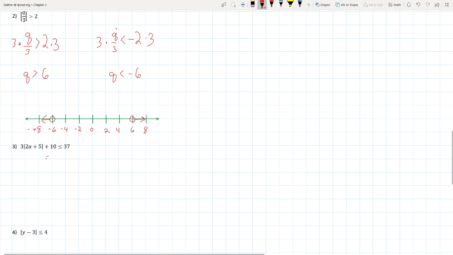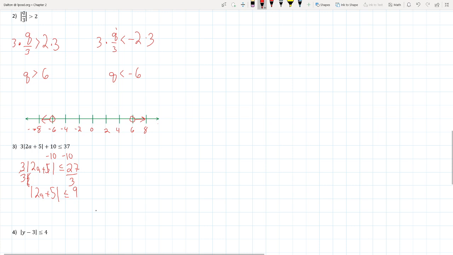This first part, they stay the same. So I'm going to subtract 10 from both sides. And so I get 3 times the absolute value of 2a plus 5 is less than or equal to 27. Then I divide both sides by 3. So I get the absolute value of 2a plus 5 is less than or equal to 9.